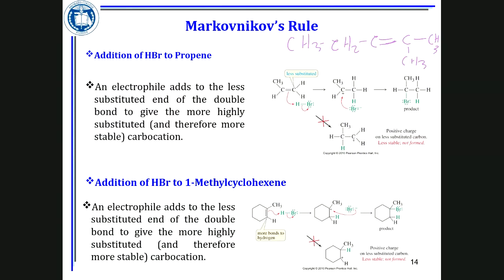Okay, if we number these carbons up here with the example, it's going to be carbon 1, 2, 3, 4, 5. And if I add HBr, H will add, for this example that I wrote, hydrogen will add to which carbon?